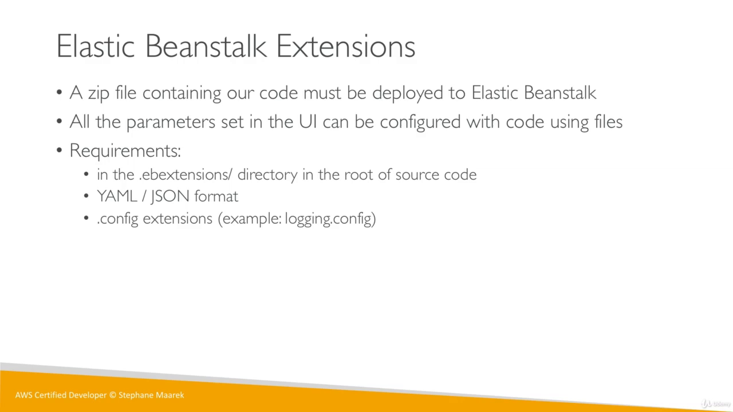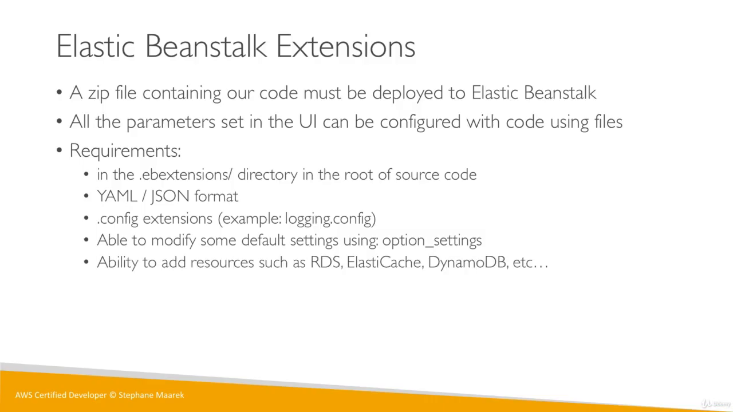The exam may ask you what the file naming convention is, or where to place the files, and you're able to modify some default settings using the option settings parameter. The use case of extensions is to add functionality to Elastic Beanstalk, so to modify configurations or even to add extra resources that you want to manage, such as RDS databases, ElastiCache, DynamoDB. We haven't seen DynamoDB yet, but you get the idea. So you're able to add whatever you need and customize Elastic Beanstalk to your needs thanks to these EB extension files, okay?